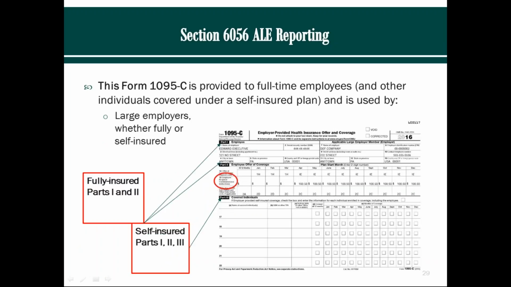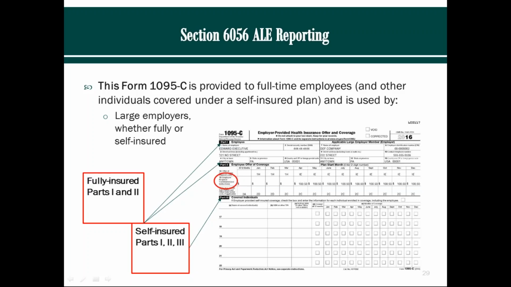The next is Form 1095C. This is what you give to your full-time employees and any other individuals covered under a self-insured plan. It's used by large employers, regardless of being fully insured or self-insured. However, if you are fully insured, our arrows show us you only complete parts 1 and 2. If you are self-insured, you complete parts 1, 2, and 3.